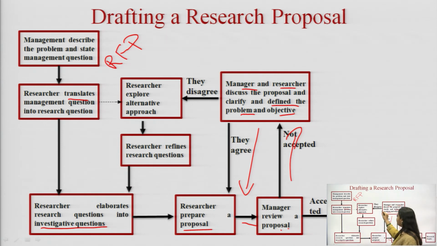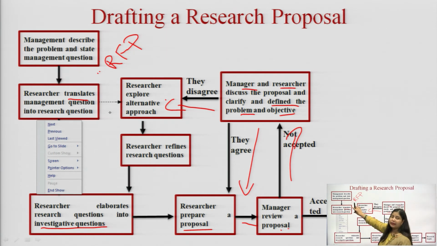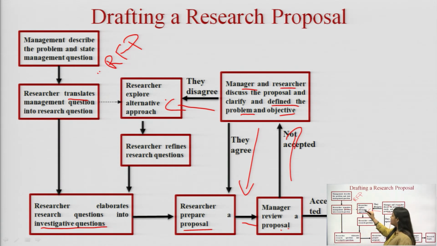If they do not agree, then the researcher will move to this stage: the researcher explores another alternative option to solve the management question. The management question gets translated into a research question, and because we come back to this level, the researcher tries to explore another alternative action, and by that alternative action they redefine the research question. By redefining the research question, they again elaborate the investigative questions, and then again the process is repeated.